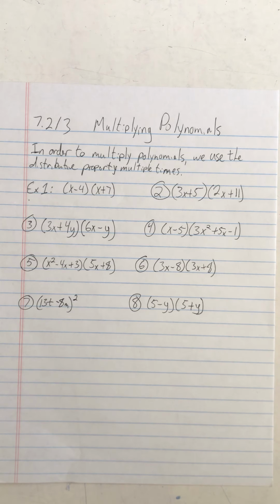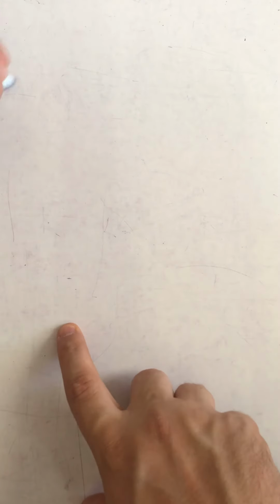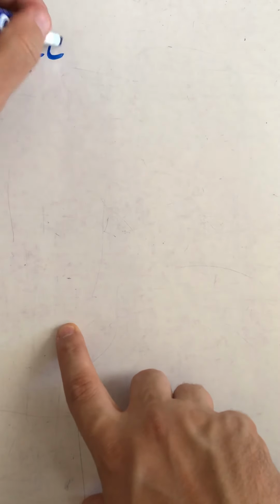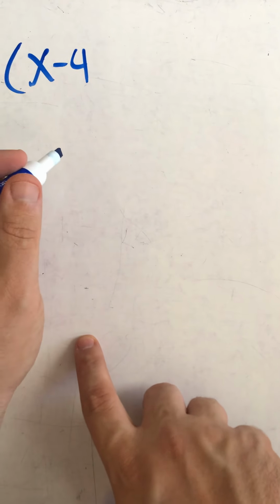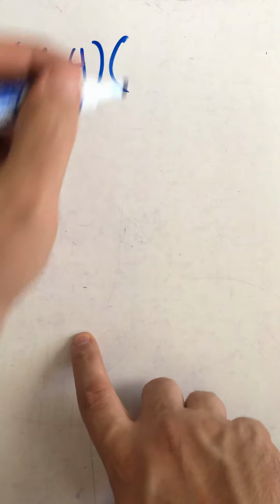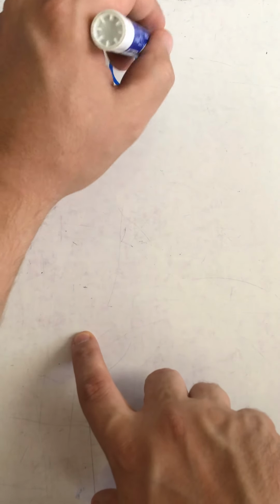As you can see here, I have 8 questions that we're going to work on together. Some are a little bit more challenging than others, but either way, we're going to get them done. So, first up, example 1. Example 1 says we have x minus 4 times x plus 7.